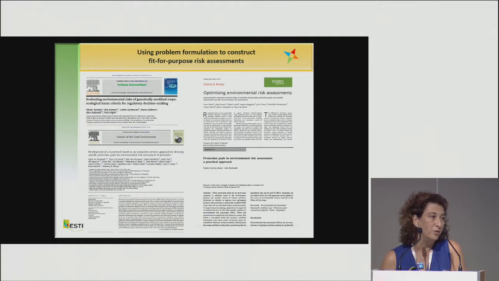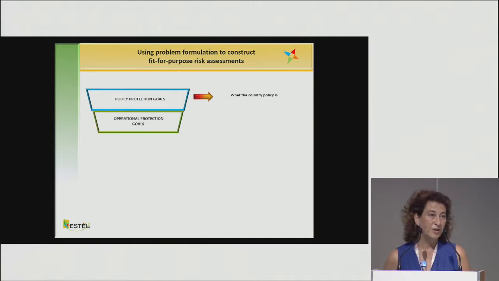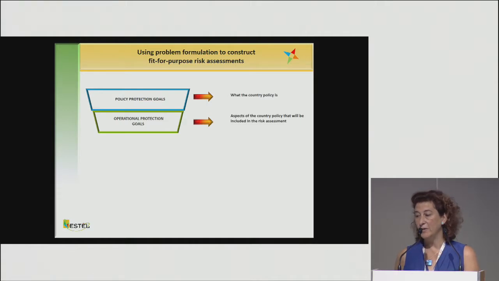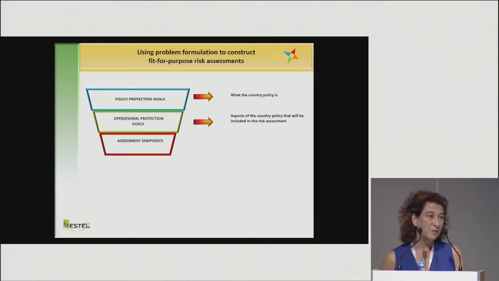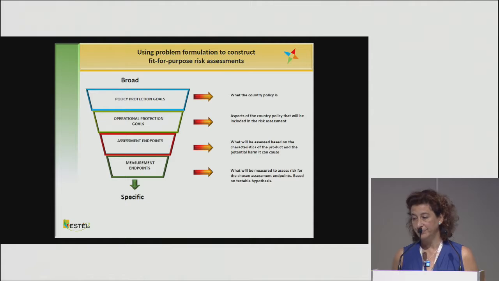I'm not going to go much into this because you will see real examples of this in the presentations this afternoon. So the idea is that we go from very broad policy protection goals that are telling us what the country policy is, to more operational protection goals that allow us to choose what aspects of that country policy we are going to include in our risk assessment, what assessment endpoints we are going to deal with in the risk assessment, so what will be assessed, and then what are the best measurement endpoints to address these assessment endpoints. So what are we going to measure? So we go from something really broad into something quite specific.